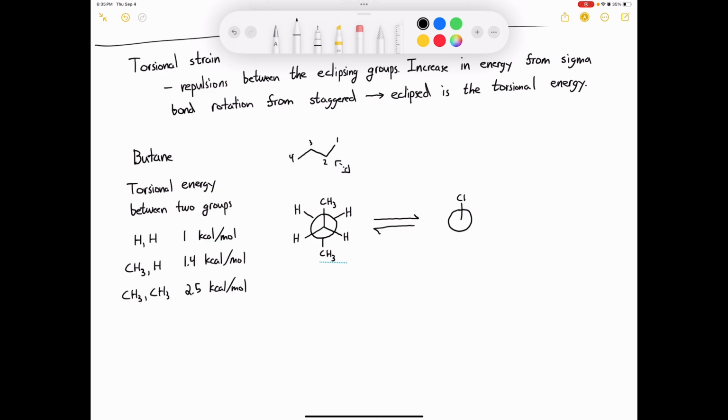So we have a CH3, H, and then, all right, I guess this is 120 degrees. So we're going to rotate 120 degrees. You rotate the back carbon 120 degrees counterclockwise, and you would get this eclipsed conformation on the right.